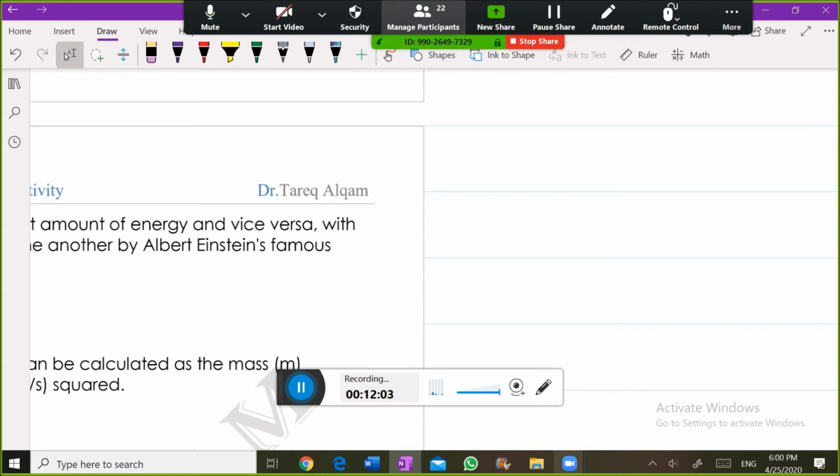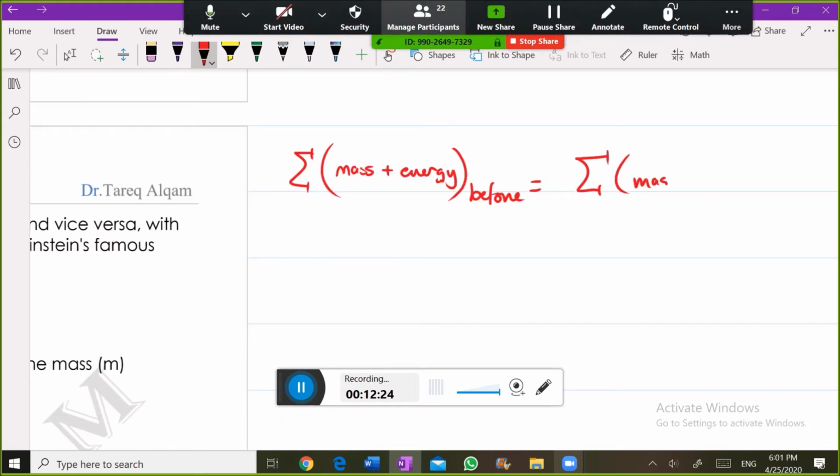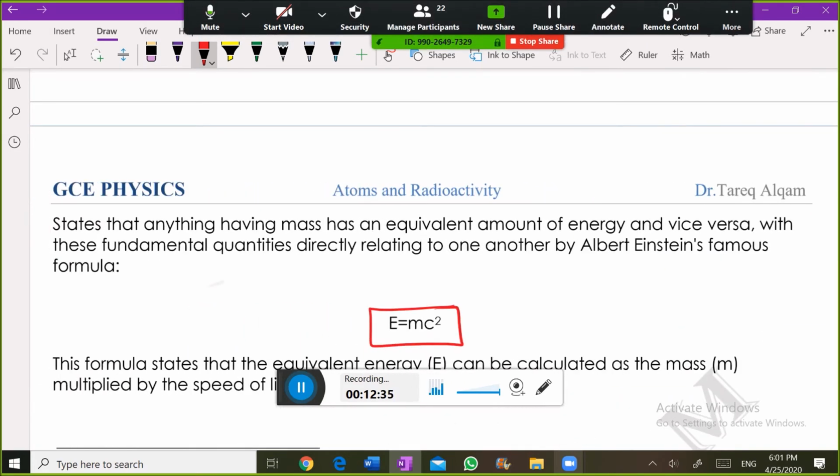Now we will see this. So I can say that the sum of mass and energy before is equivalent to the sum of mass and energy after. Now we have to consider the mass and energy as one unit. Let me show you this.